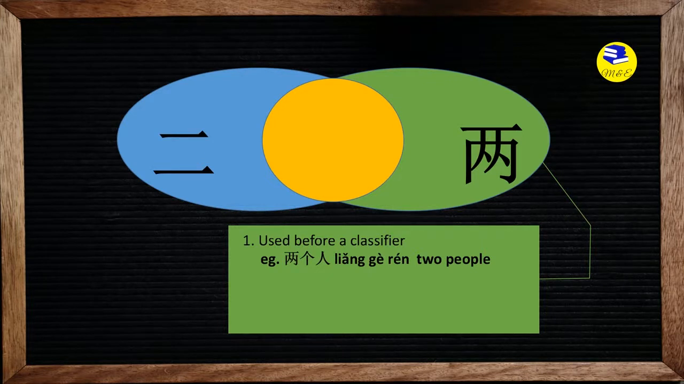Number 1, used before a classifier. For example, 两个人, 2 people. We cannot say 二个人. No, we cannot say this. Okay, only can say 两个人. Then you will have a question. What if I want to say 12 people? Whether I should say 十两个人? No. Remember, no. Here, only need to say 2 people. We should say 两个人. Okay? If you want to say 12 people, so we should say what? It should be 十二个人.